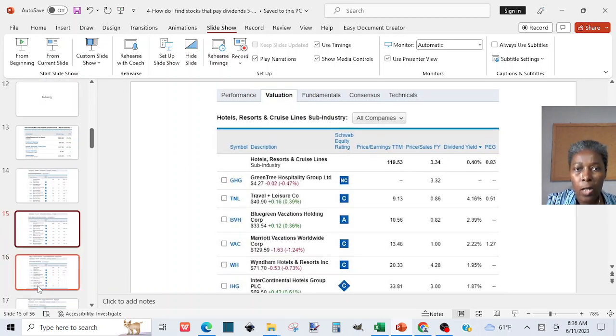We have hotel, resort, cruise line sub-industries here, and we found one, and that is Travel and Leisure Company. So TNL.